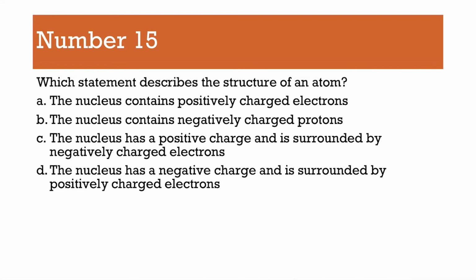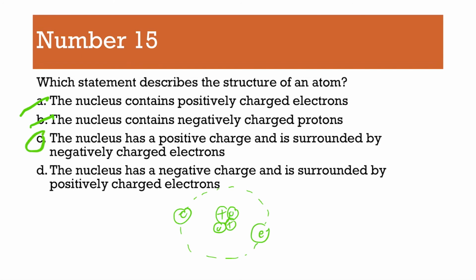Number 15 says, which statement describes the structure of an atom? Again, this goes right back to the picture. So you have protons, neutrons, electrons, just like that. And so it can't be A because electrons are not positive. The nucleus doesn't contain negative protons. Protons are positive. Now we're left between C and D.